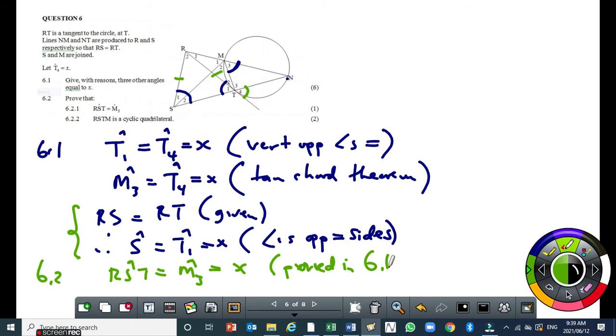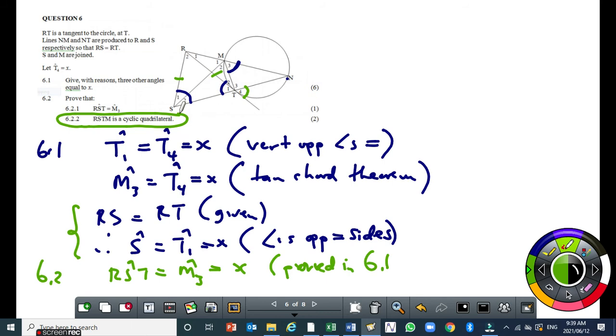Now 6.2.2. From my experience, when learners see a question like this, most learners think it's so difficult. But it's not. There are three ways of proving that a quadrilateral is cyclic.